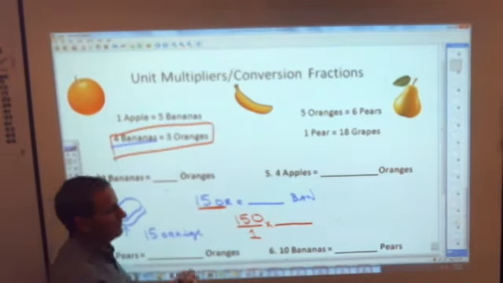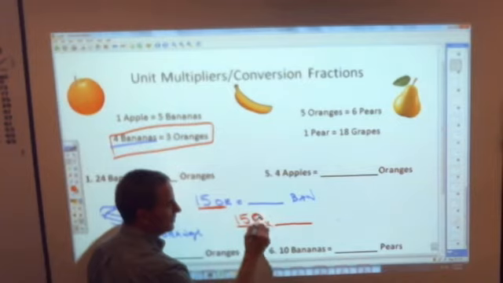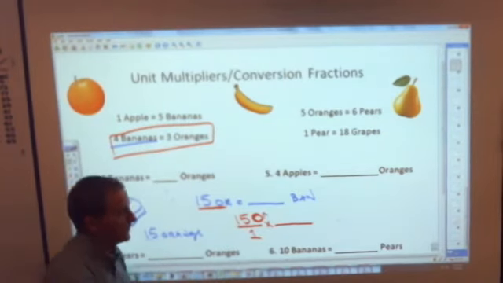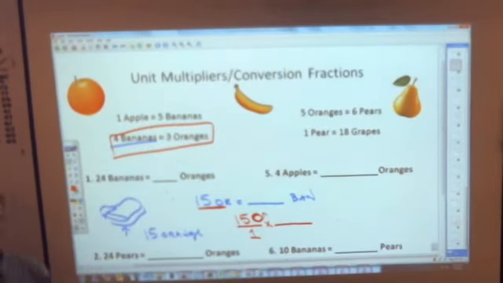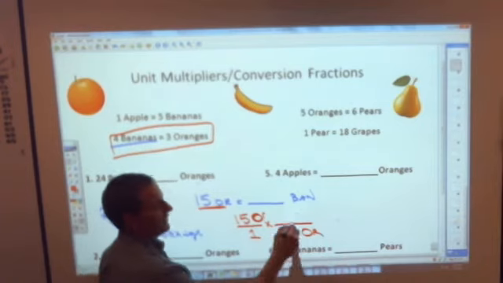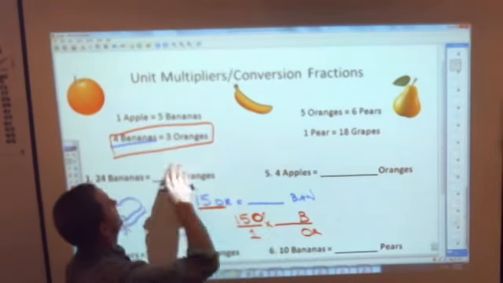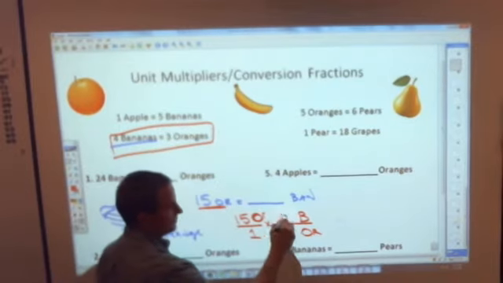What has to go where? I probably should make that O look like an O, since it looks like a 0. Where do oranges go over here? They have to go on the bottom, right? What goes on top? Bananas. How many bananas equal how many oranges? 4 bananas are 3 oranges.